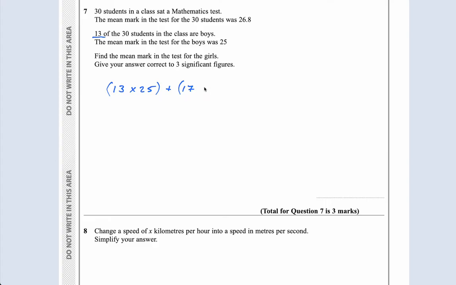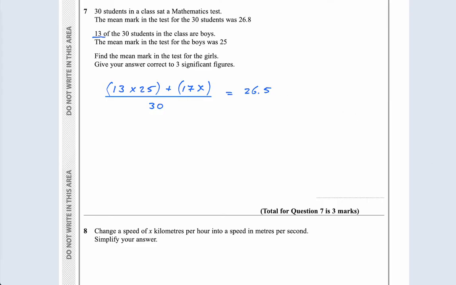17 times something, or 17x, that gives me the total of the girls' scores, because I assume all of them got x. 17 times x, 17 times the mean, gives me the total for all the girls. So the total for all the boys plus the total for all the girls is the total of everyone. Divide that by 30 and we get 26.5. That's the equation. That's the hard bit, and now we just have to solve this.